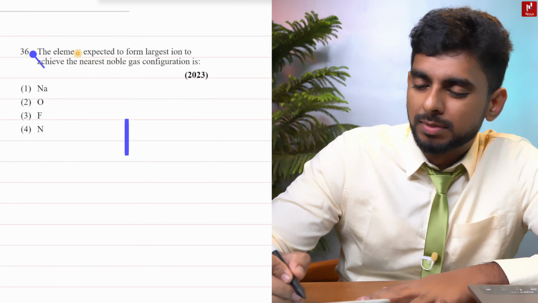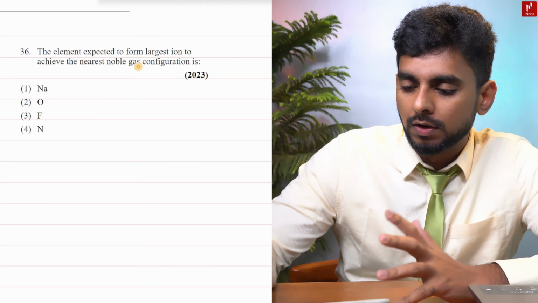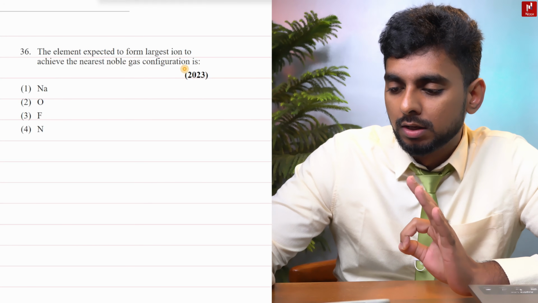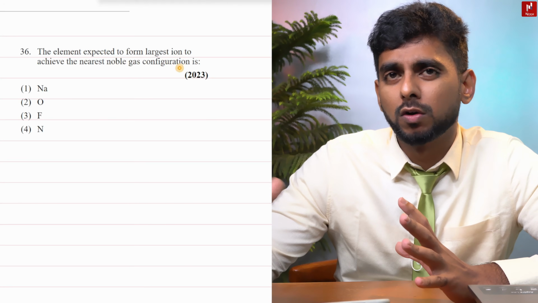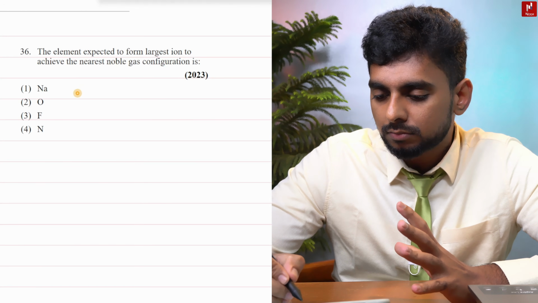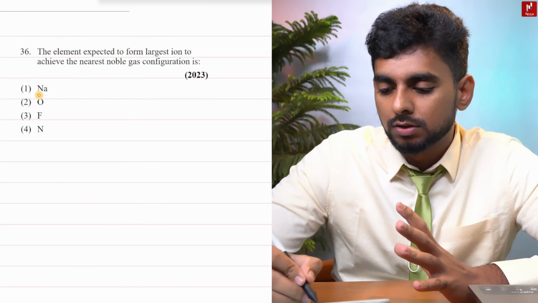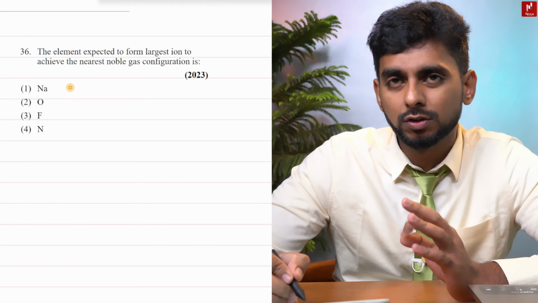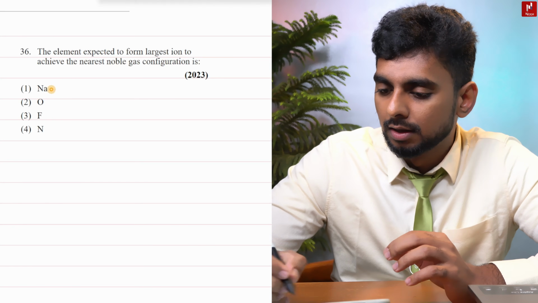This question is also a simple, straightforward one. The element expected to form the largest ion to achieve the nearest noble gas configuration is. So, to achieve the nearest noble gas configuration, which will have the largest ion, that's what I need to get over here. So here it has to be the neon, right? Yes. So you have to remove one electron. If you remove one electron, it's going to become positive. So that's Na plus. So obviously that's going to shrink.